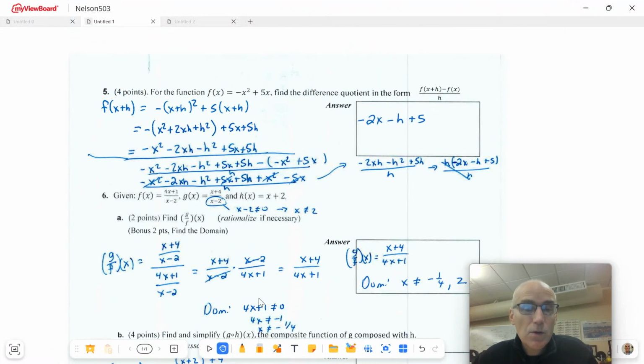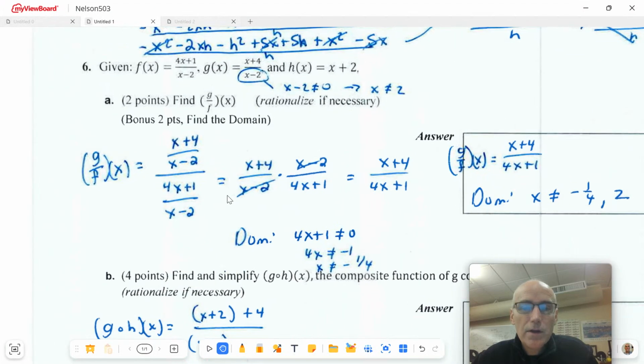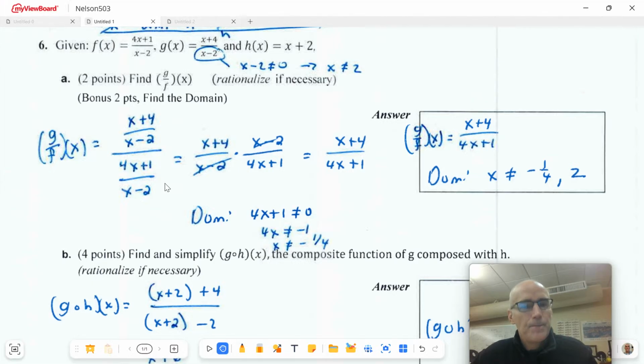We're doing some basic arithmetic. We're not doing a composite function on this one. I think I said this to everybody. You might not have a division. You might have addition, like g plus f. What would that look like?